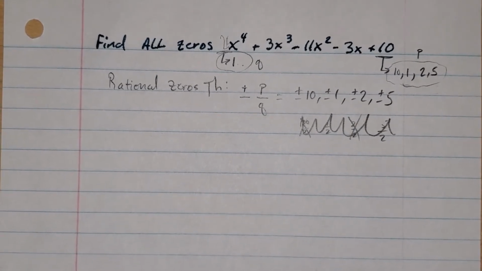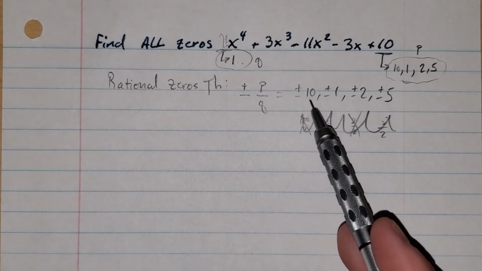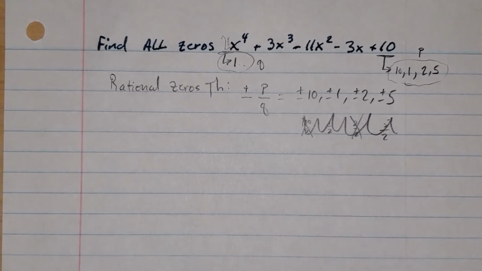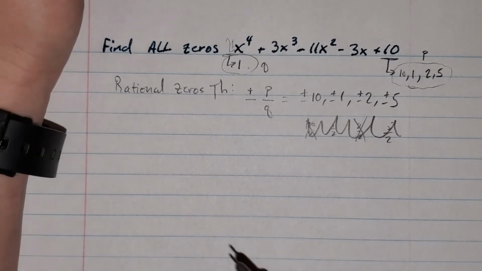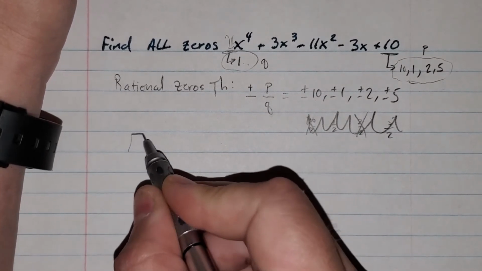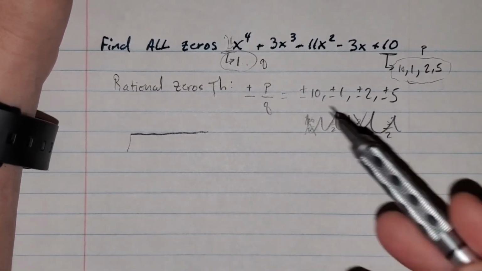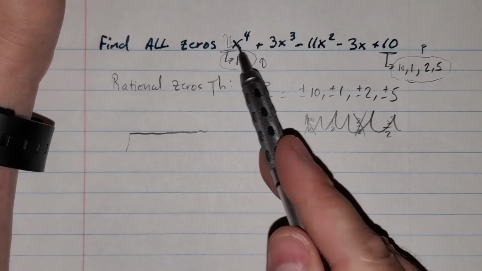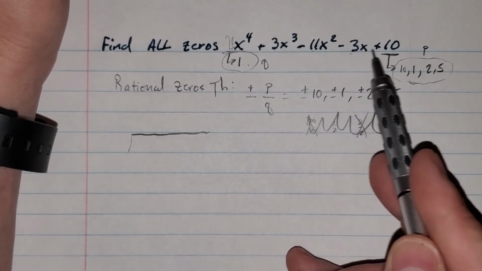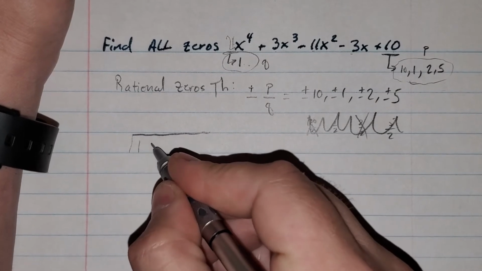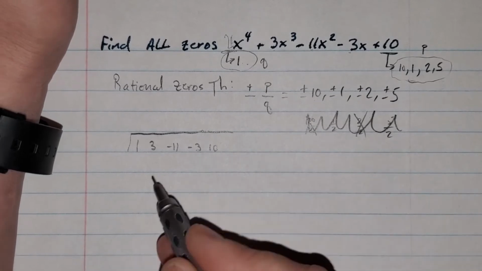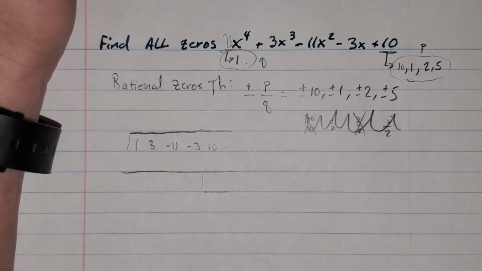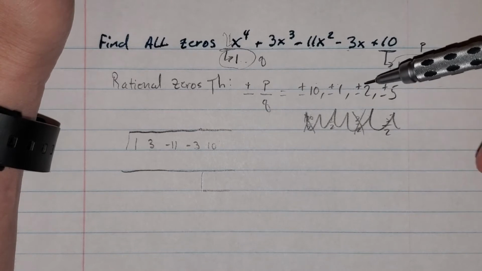All right, cool. So what we're told is you've got 2, 4, 6, 8. You have 8 possible answers, and we need to figure out which ones work. The way we're going to do that is with synthetic division. You're going to write these coefficients: 1, 3, -11, -3, and 10. And you're going to try dividing by each of these numbers.